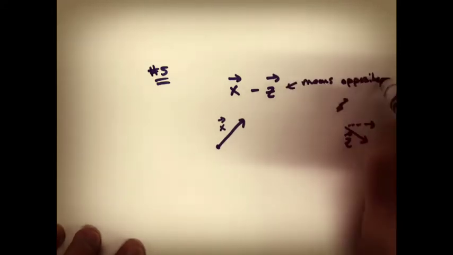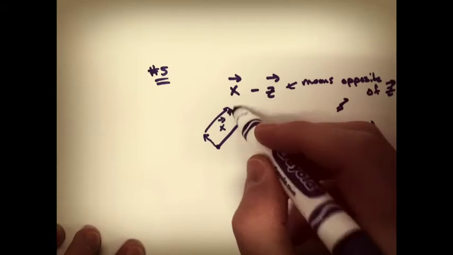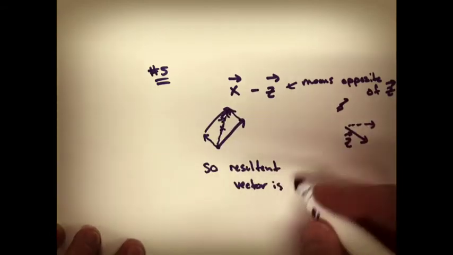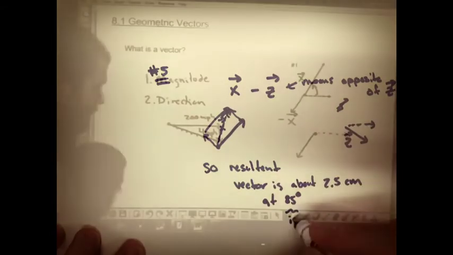If you sketch them out, and remember the opposite of z would go in the opposite direction of vector z, you'd be looking for the diagonal of that.